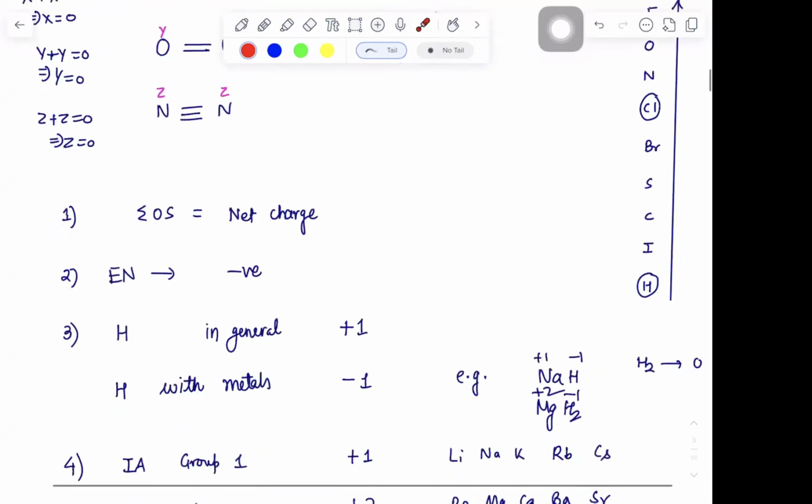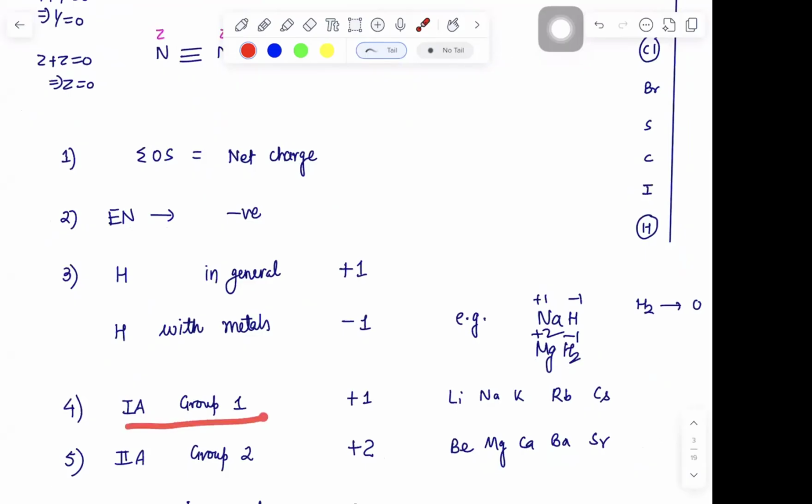Did you understand this much? Coming to point number 4. First A group 1, second A group 2, they are in general +1 and +2. So you will never see sodium in +2 state. You will never see magnesium in +3 state. You will never see barium in +4 state. You will never find anything like that. So this is +1 and this is +2 straight, because they have electronic configuration which supports loss of 1 electron in first case and loss of 2 electrons in second case. So that is the only possibility.